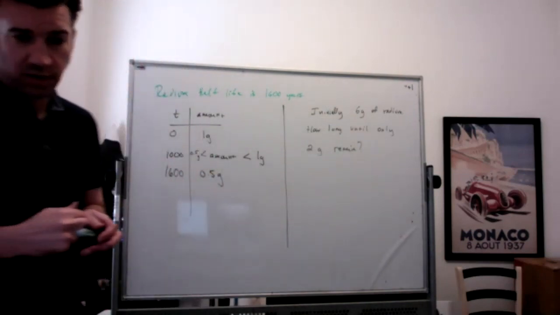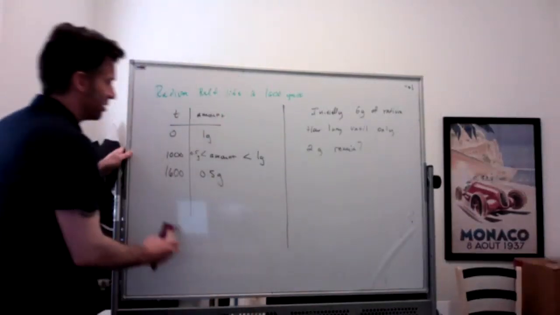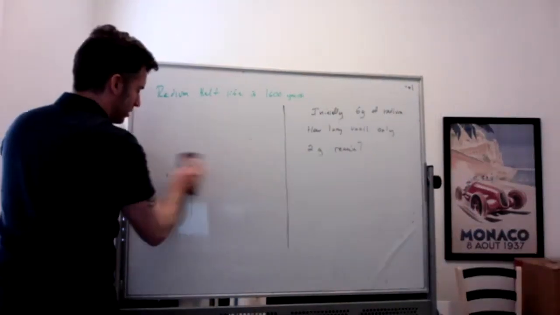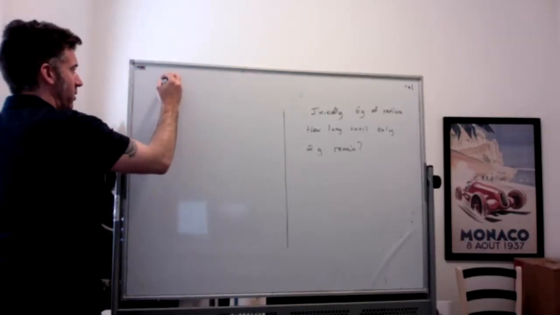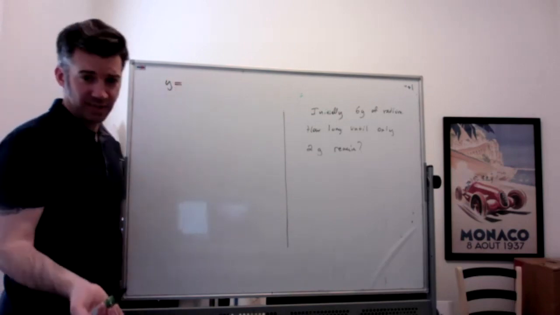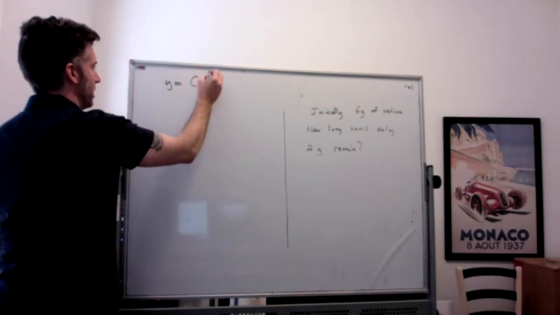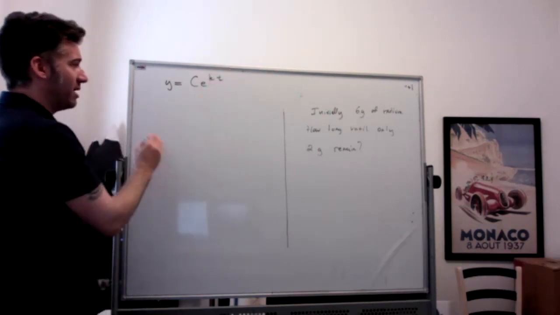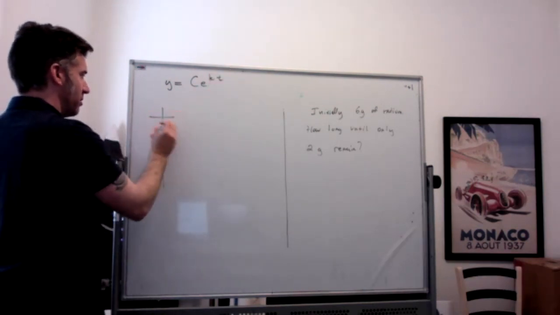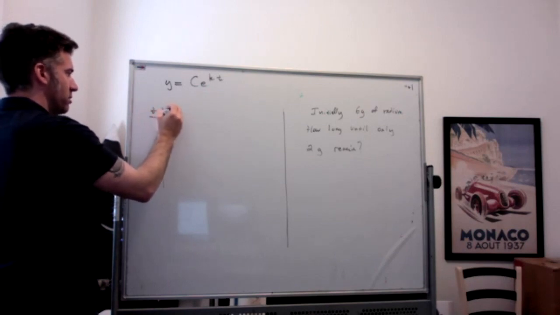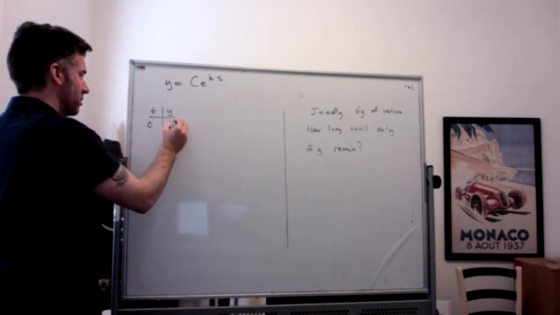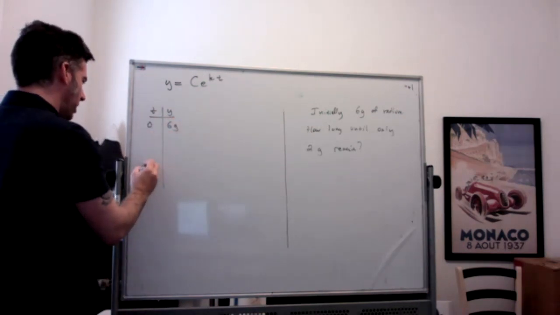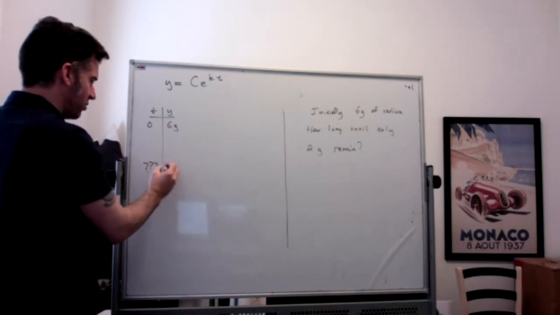Okay, so this question does require us to do some work. And it requires us to do the typical work, which is starting with the model for exponential growth or decay, y equals c e to the k t. And again, I do like this table. Here's my table, time and amount. The amount is y. So we know at time equals 0, we have 6 grams. And we want to know at what time we have 2 grams.